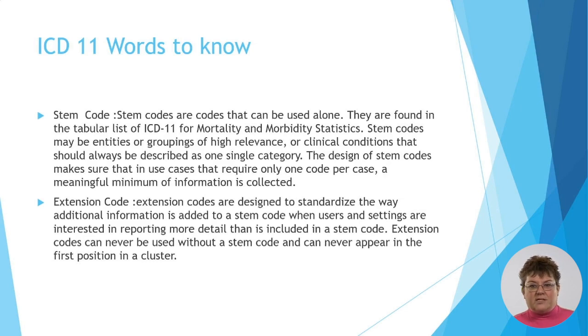Extension codes are designed to standardize the way additional information is added to the stem code. So think of your stem code as your root word, and maybe an extension code would be your suffix. It's going to add something else to the condition. That way we don't have multiple stem codes. Extension codes are never used without a stem code. So you cannot use an extension code by itself. It has to be with another code first, as part of cluster coding.